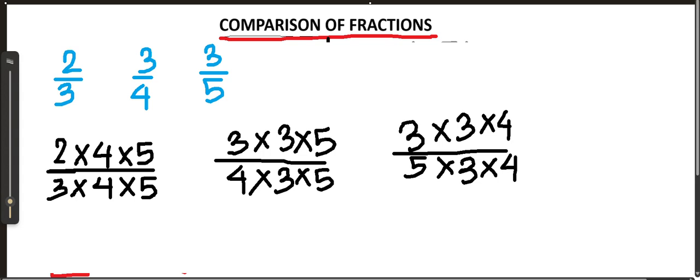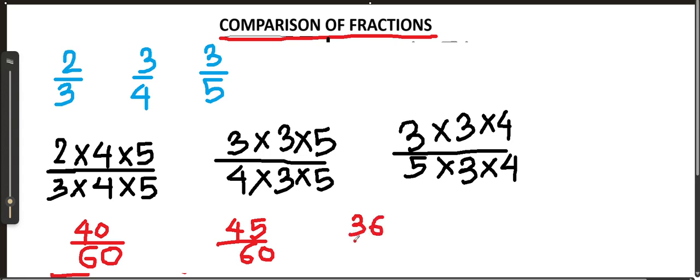So what is the answer that I get? I'm going to take a different color. I love making my screen colorful. So this would be 5 times 4 is equal to 20, times 2, which gives us 40. And hereby we have 20 times 3 is equal to 60. The next one gives me a 45 out of 60. And the next one shall be a 36 out of 60.